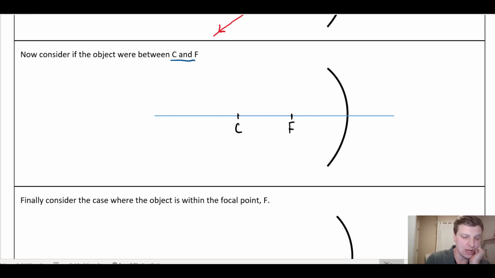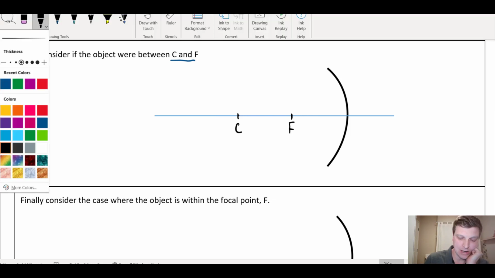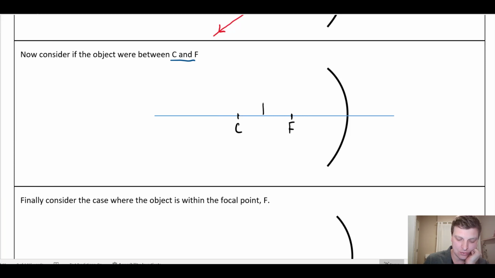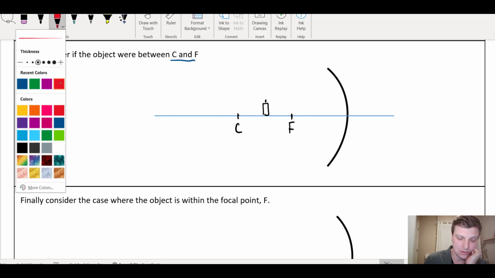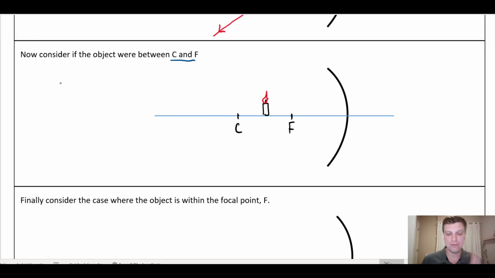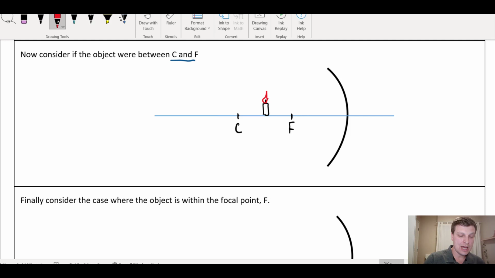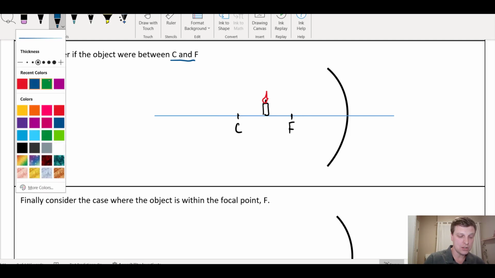Okay, so for my next object, I'm going to draw a lovely candle. Don't ask me why, but there we go. I've got a candle in front of the mirror. Okay, so I'm going to follow the exact same rules I did last time, and then I'm going to use that to predict where my image is going to be.